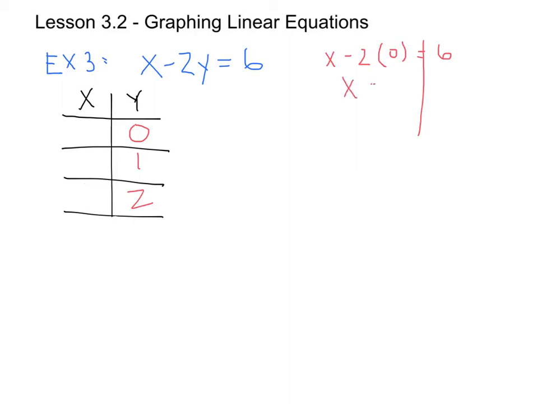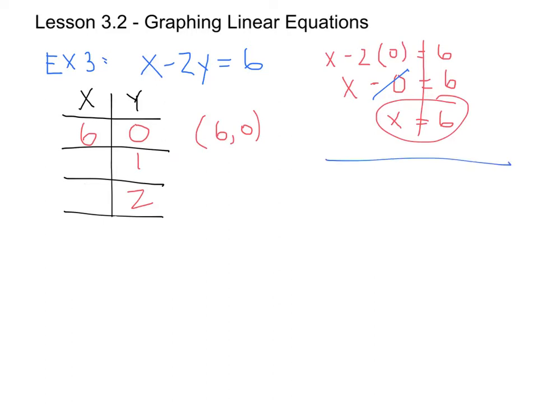X minus 2 times 0 is 0 equals 6. This is nothing. X equals 6. You just got your first ordered pair. Your first ordered pair is 0, 6. Look how easy that was. You just got to pick your own y, whatever you wanted, and we substitute and solve.